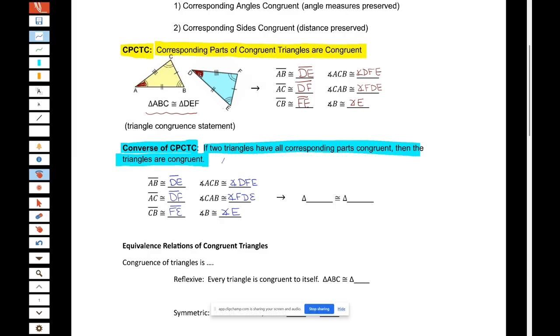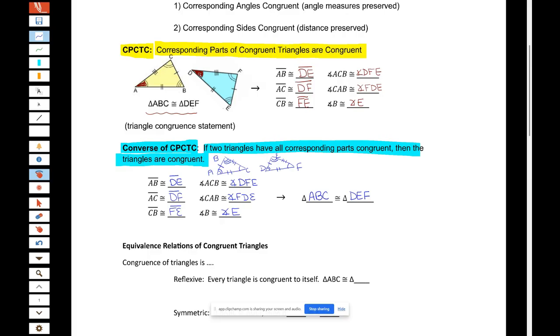Like if I were to take a picture and mark on it everything we were given, AB congruent to DE, AC congruent to DF, I'm doing the third one, CB congruent to FE. All right, that's three sides. Angle ACB congruent to DFE, and then CAB congruent to this one, and then angle B congruent to angle E. If all three sides and all three angles are congruent, I can say triangle ABC is congruent to triangle DEF.